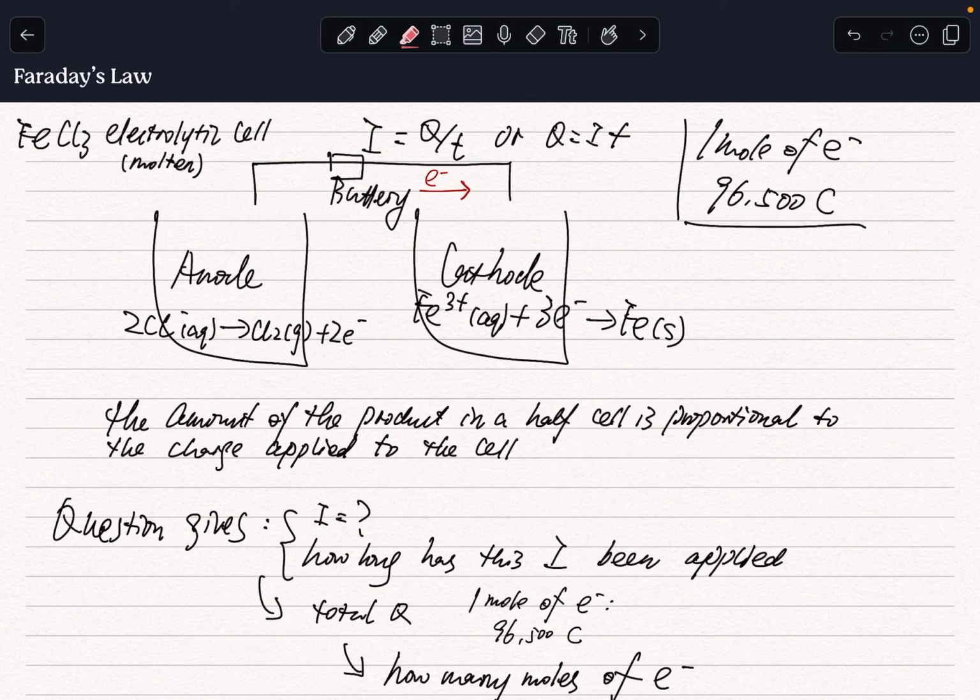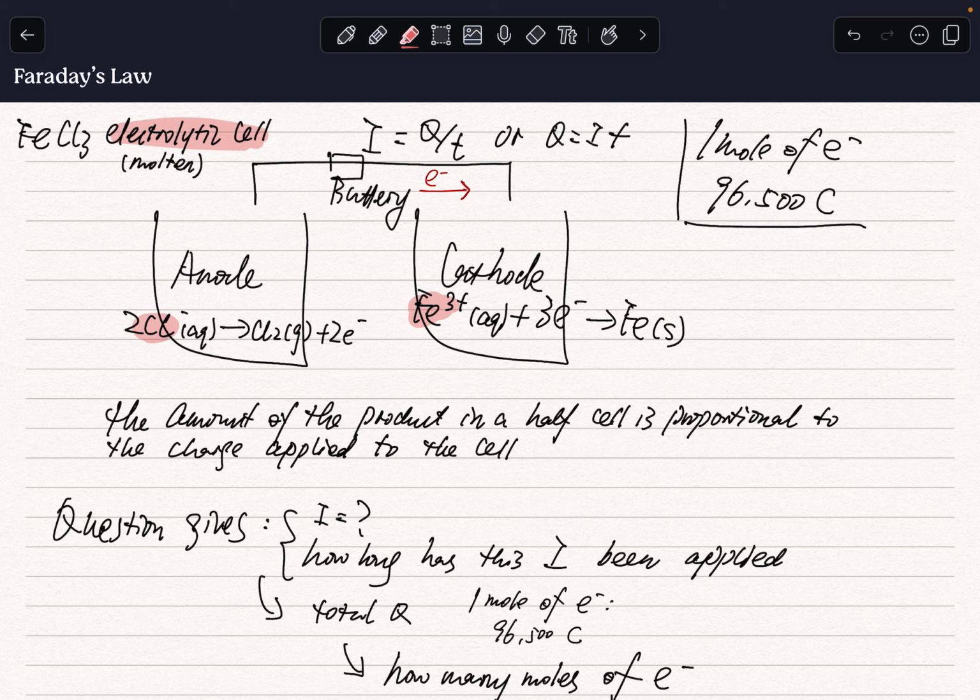Today I want to talk about how Faraday's law is applied to electrochemistry. All right, so as you can see here, I have a really simple setup of an electrolytic cell, right? And on my cathode side, I have this iron that's reduced to solid iron. And this is a really non-spontaneous redox reaction, as iron with a lower reduction potential is getting reduced, but this chlorine with a higher reduction potential is getting oxidized instead of getting reduced. So this makes this reaction really non-spontaneous, right?